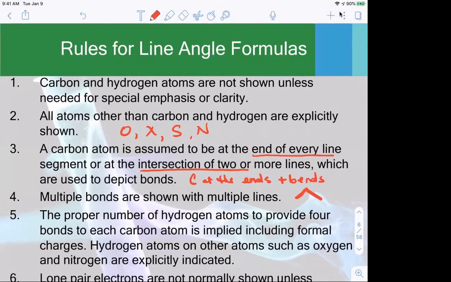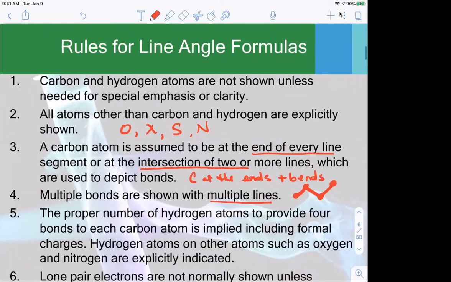So if I have something like this, here's a carbon because that's the end. Here's a carbon because that's a bend. Here's a carbon because that's a bend. Here's a carbon because that's an end. Multiple bonds are shown with multiple lines. So if I wanted to indicate a double bond somewhere, what I'm going to do is do this. Here I would have a carbon with a hydrogen, hydrogen, hydrogen. There'd be 2 hydrogens and then 3, because I have to complete all the valencies of carbon. Each one of these dots is going to be carbon.